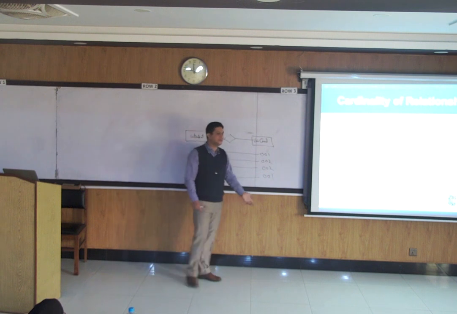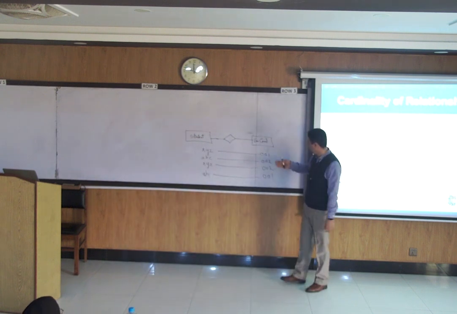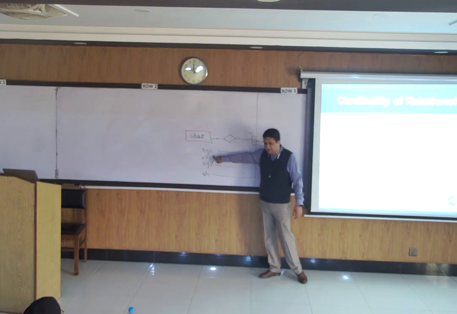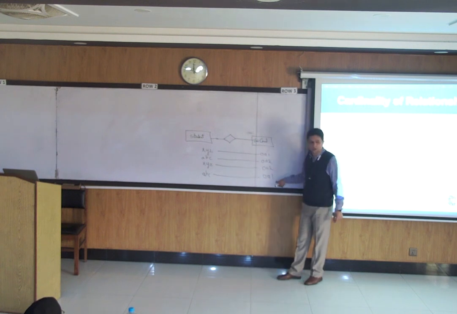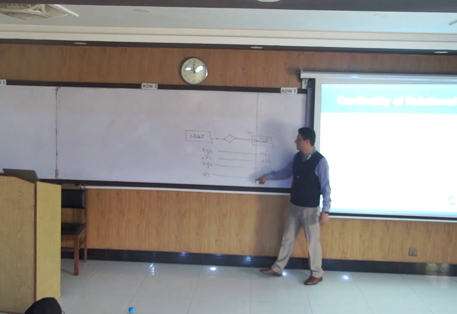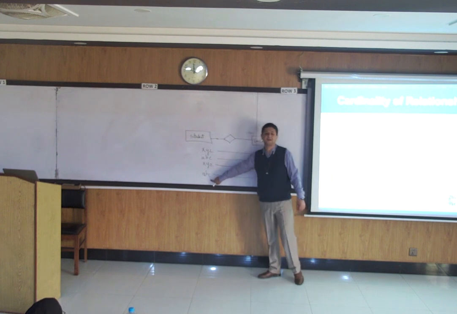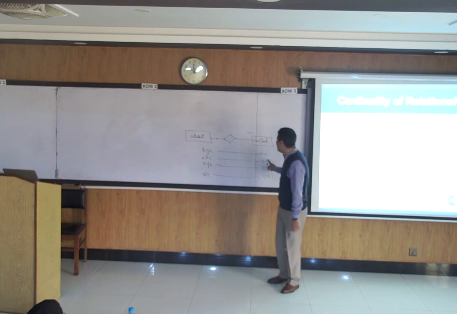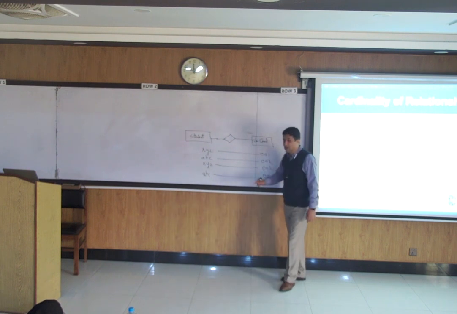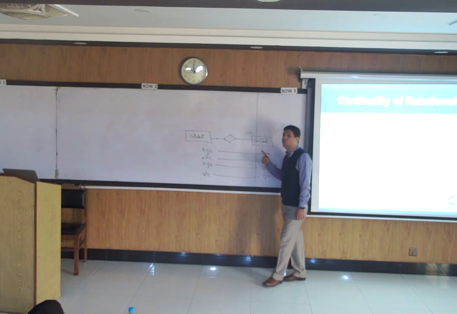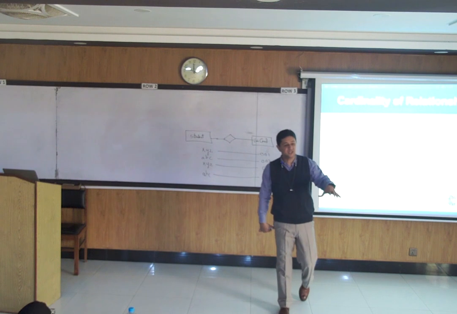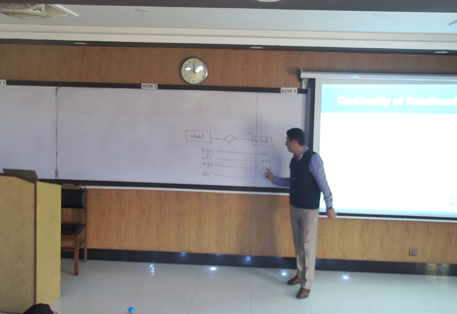So now check the cardinality from this side. An instance of card, which is 001, has a relationship instance with XYZ. And the same card, 001, has another relationship instance with another student, which is ABC. So there is a possibility that this side instance can have a relationship instance with more than one instance from the other side. So this relationship is a one-to-many relationship from this side.